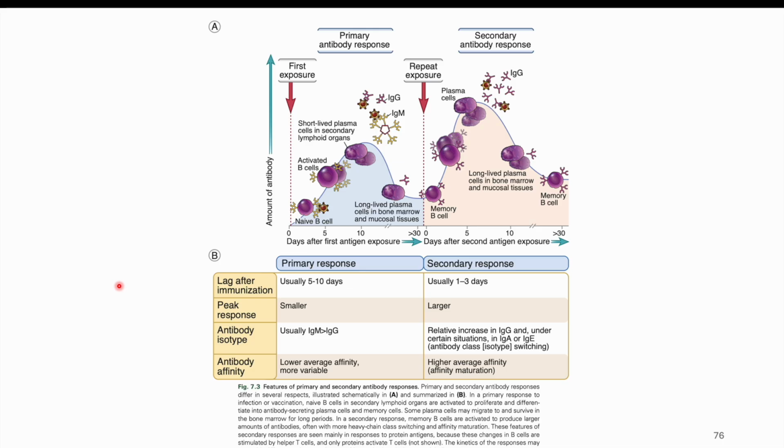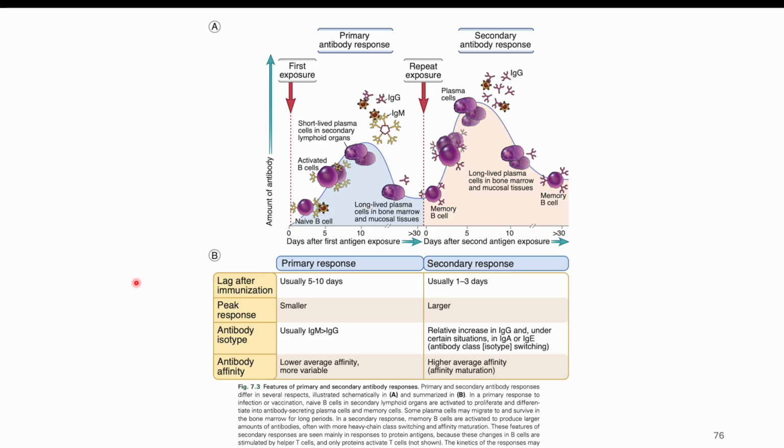So we were discussing the features of primary and secondary antibody responses. Okay, so they differ in several aspects. In a primary response to any infection or say vaccination, naive B cells in secondary lymphoid organs are activated to proliferate and differentiate into antibody secreting plasma cells and memory cells. So this we have seen since the beginning.